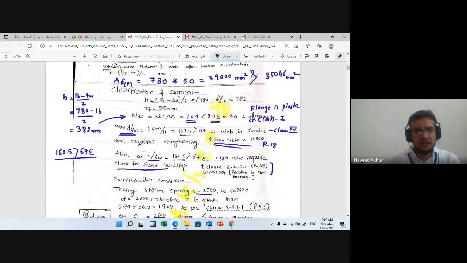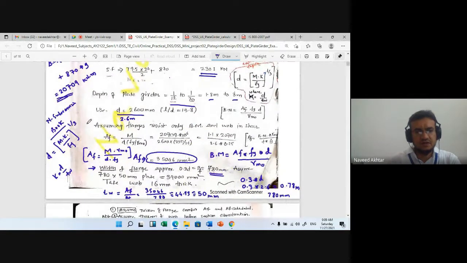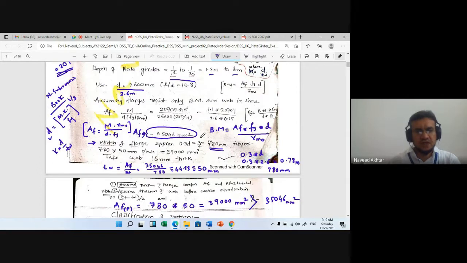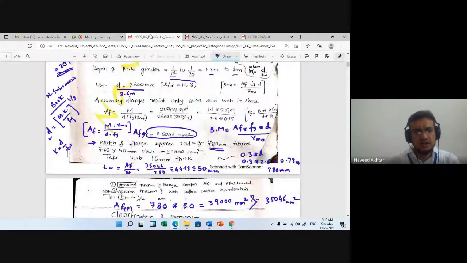So here we have seen yesterday one example started, and we found out the depth of girder. We have decided the depth of girder. Also the empirical equations are there. You can use this empirical equation to find out the economical depth, which is given in the book, and then you can find out the area of your flange required. Okay, so that is the case.